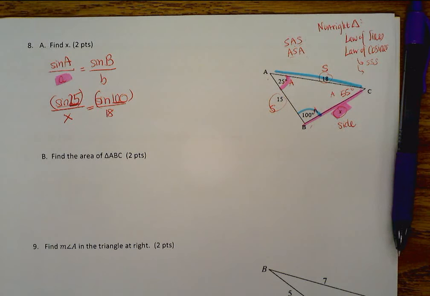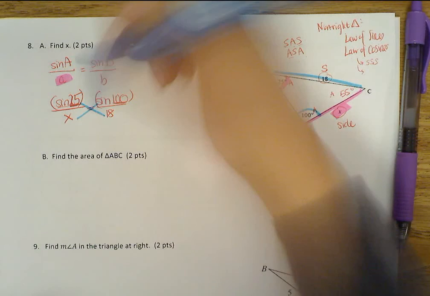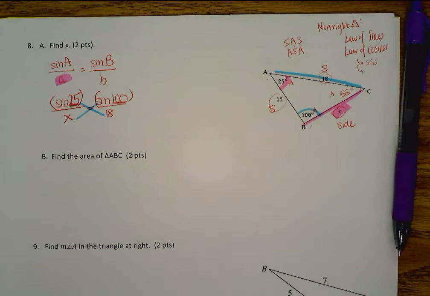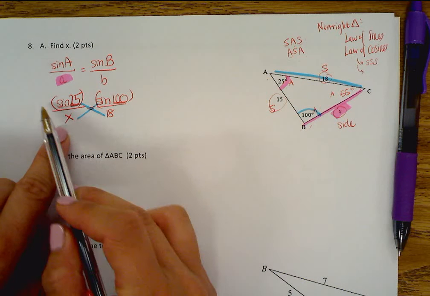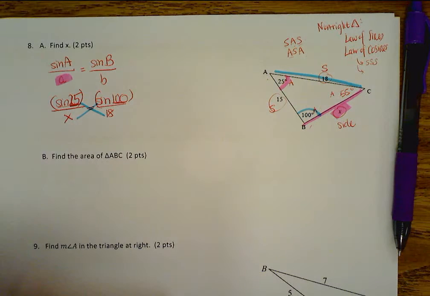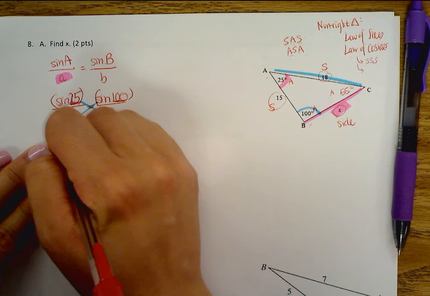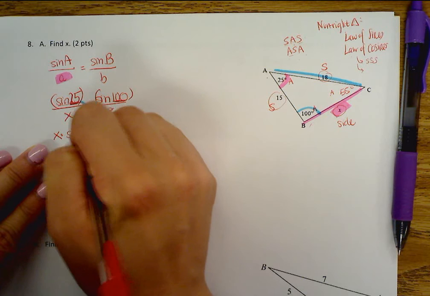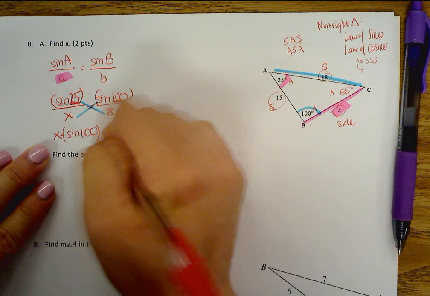So this times this equals that times that, right? So when you so-called cross multiply, what you're really doing is multiplying x to both sides, and then multiplying 18 to both sides. So if I were to do that in one step: x times sine of 100 equals 18 times sine of 25.